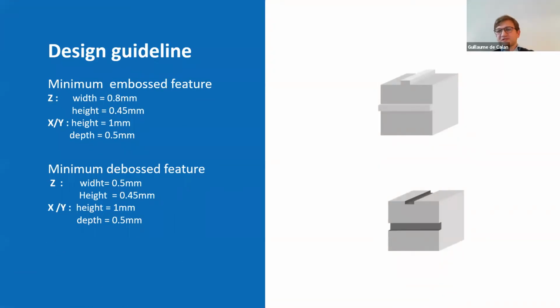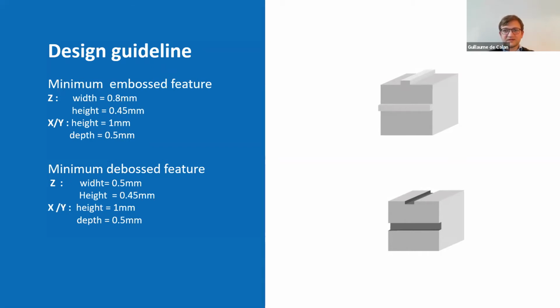What about other features if we want to, say, put some writings on the parts? What size should they be? Well, we usually recommend for embossed and debossed features, it's almost the same values, not exactly, but almost the same values. We recommend to have a minimum size, which is not the same if your feature is on the top of the part because you print it in the Z direction, which is easier, or if it's on the side of the part where it will be slightly different.